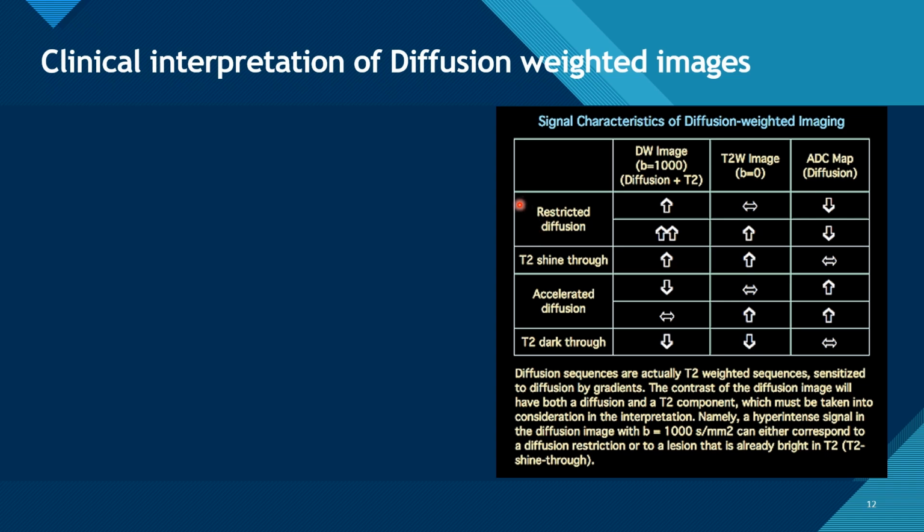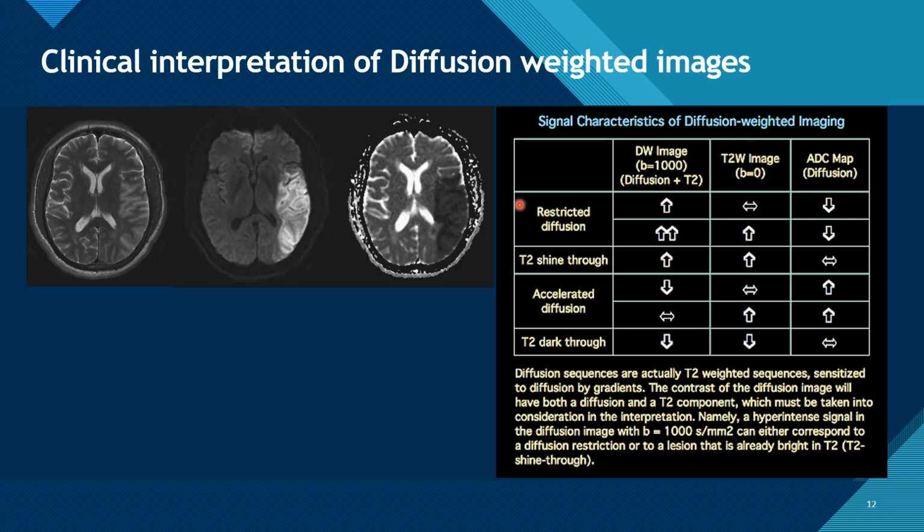So, if we have a restricted diffusion, as in this first example, this restricted diffusion will appear high on T2 weighted image, high on B1000 image or high B value image, and low on ADC. Since this high signal on T2 weighted image and high B value image appeared low on ADC, this is an actual true diffusion restriction.